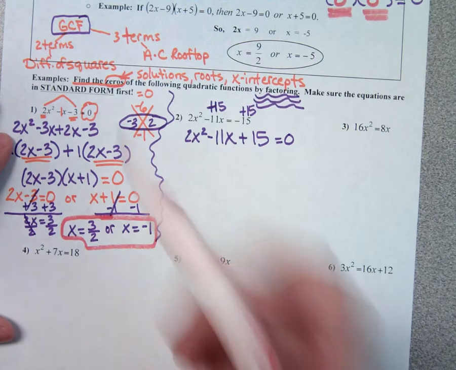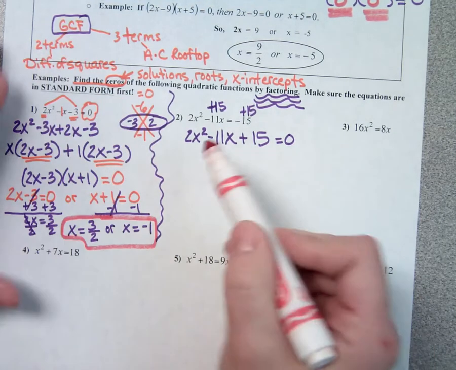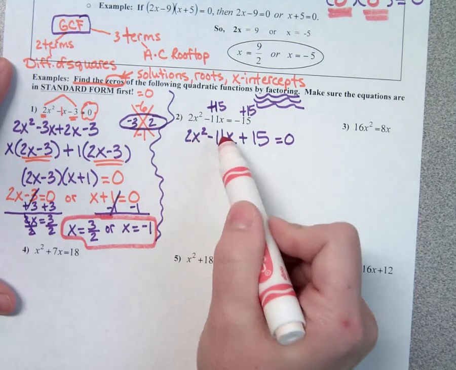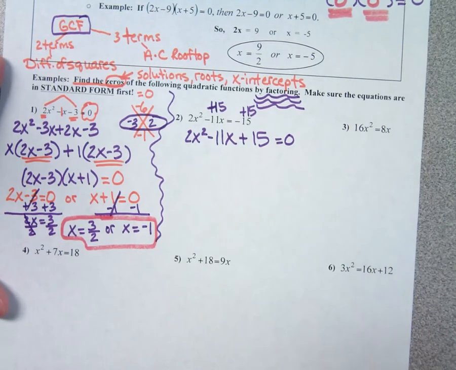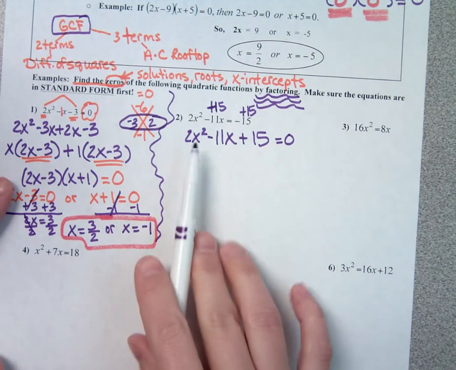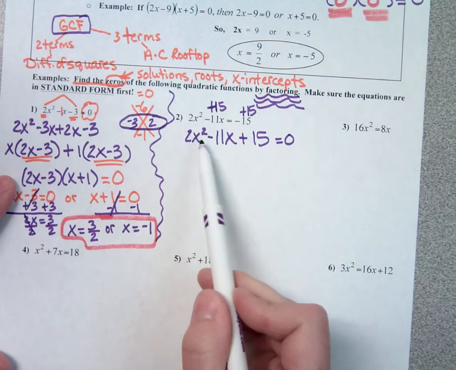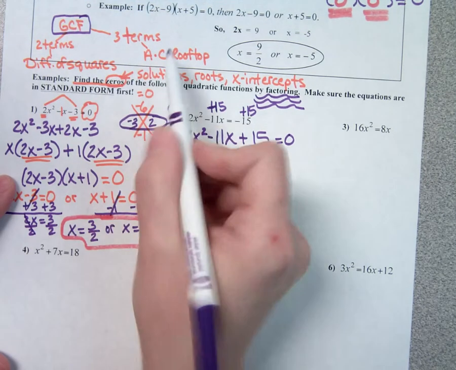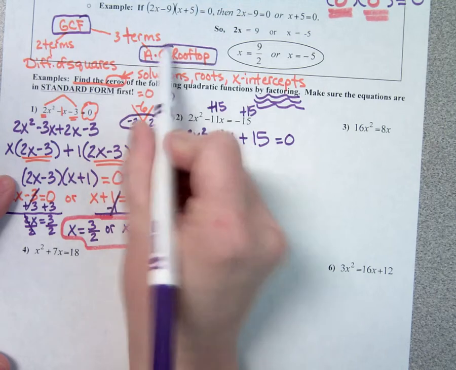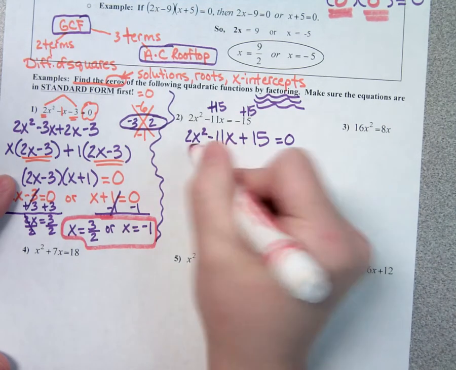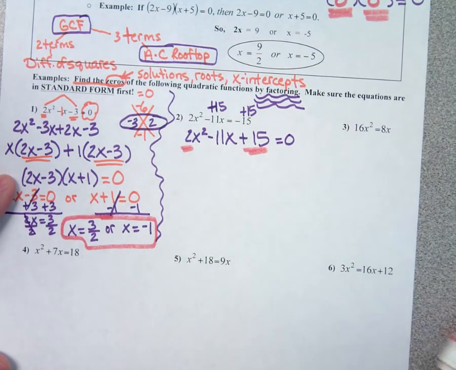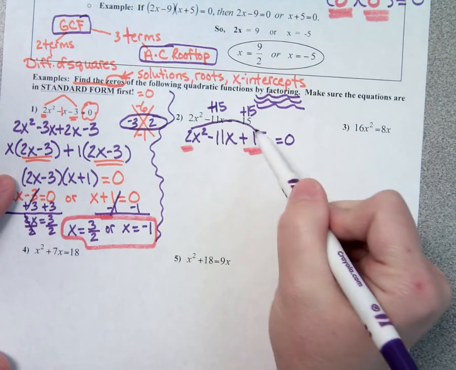So first thing I always look for is Mr. GCF. What's the greatest thing that will divide into 2, 11, and 15? Nothing but 1. They don't all have x's. Okay, so there's no GCF. I see it's got 3 terms, so I'm going to do a times c rooftop. So here I go. I take my a times my c, and what do I get if I take a times c?